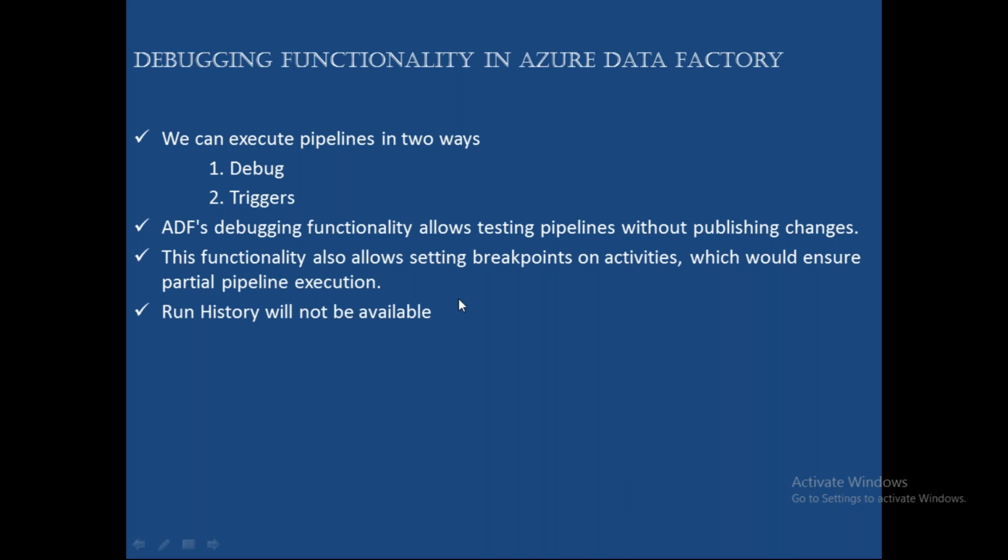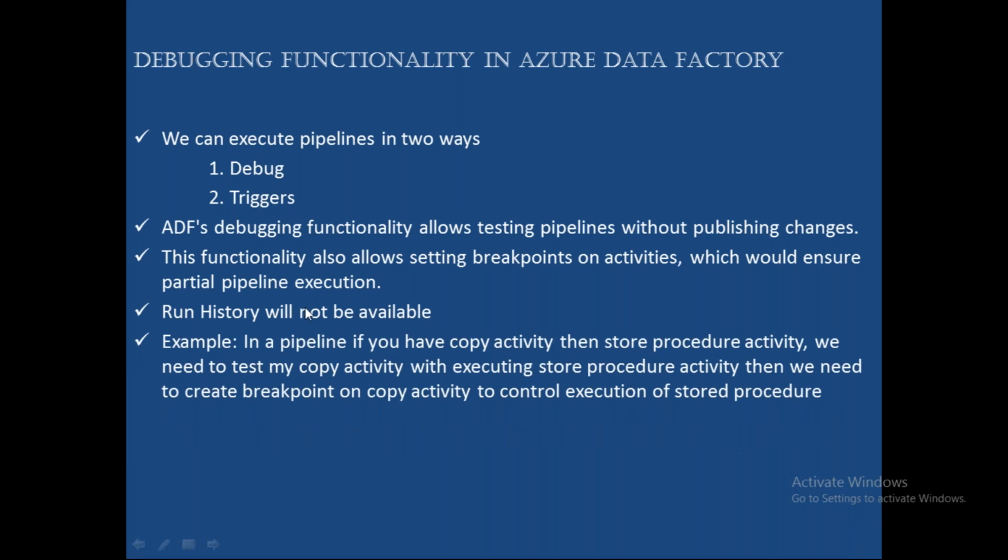Okay, fine. I hope everything is clear till here. Next example: in a pipeline, if we have a copy activity and then a stored procedure activity, and we need to test my copy activity without executing the stored procedure activity, then we need to create a breakpoint on the copy activity to control execution of the stored procedure. If you don't want to execute the stored procedure, what you need to do is create a breakpoint on the copy activity. That I will show you. Okay, don't worry.